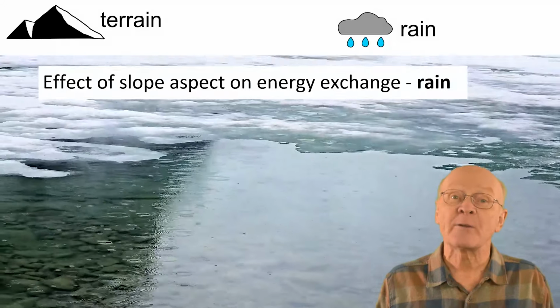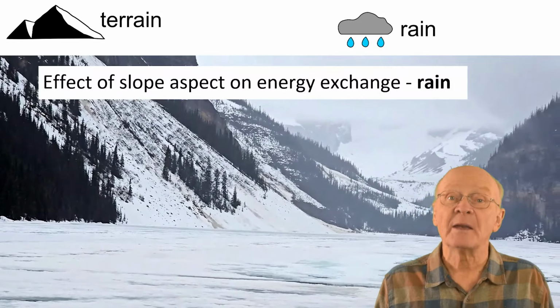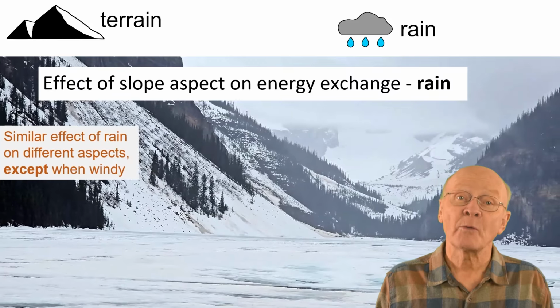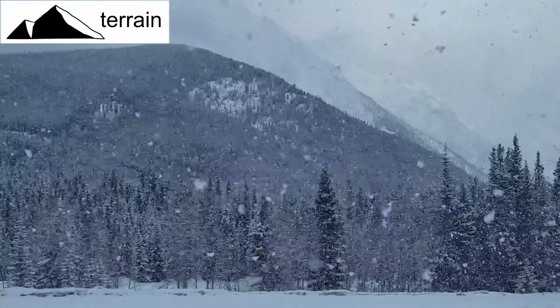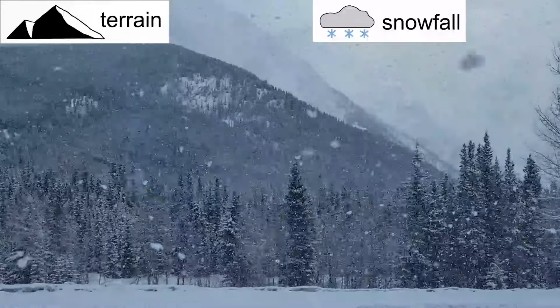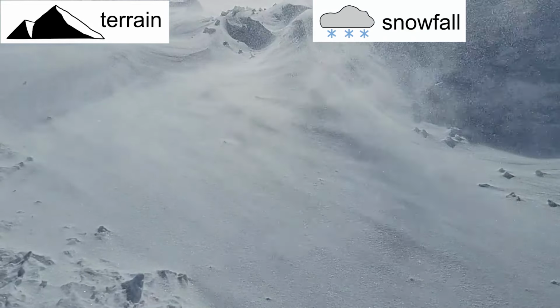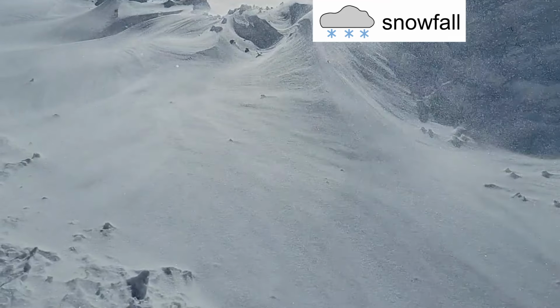Rain usually has a similar effect on slopes with different aspects. However, when there is rain with wind, the windward slopes can get more rain and receive more heat energy than the leeward slopes. Since falling snow is usually about the same temperature as the upper snowpack, uneven distribution of the snow on a windy day usually only has a weak effect on the temperature of the uppermost snowpack.